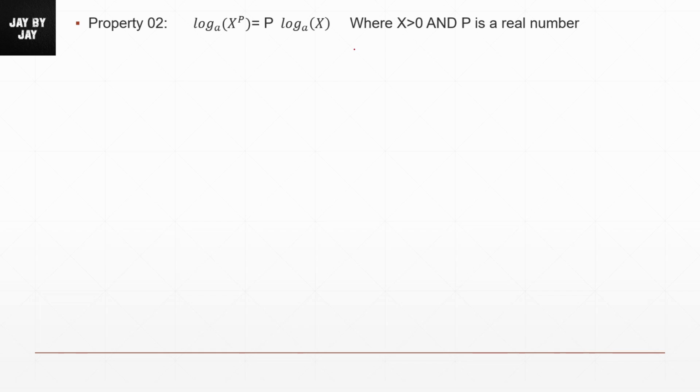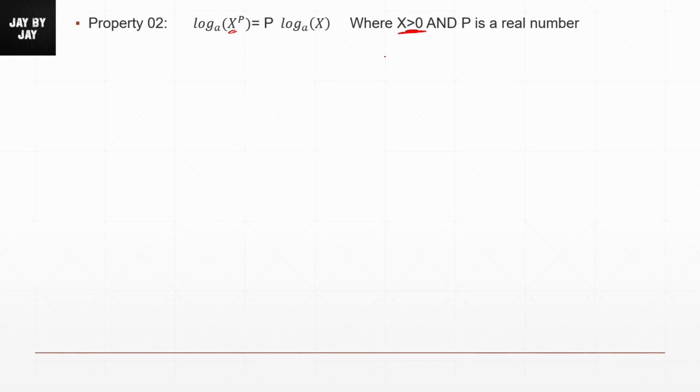But there are some critical points that you need to remember when you are applying this particular rule. As you can see here, x should be a positive value, because inside of the logarithm function it cannot take a negative value, so it should be a positive value, and at the same time p should be a real number. It could be 2, 3, minus 1, minus 2, whatever the number.